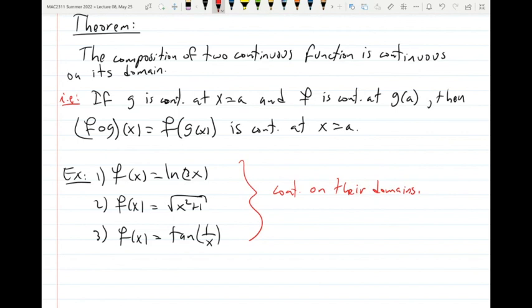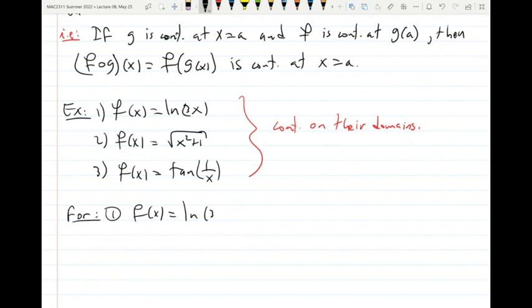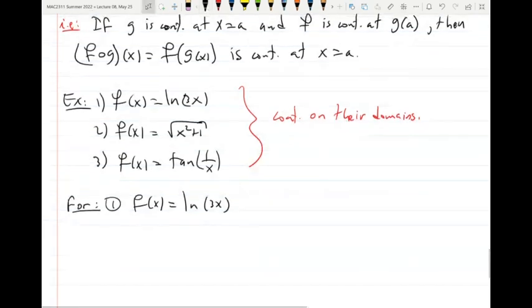So let's see, what's the domain of the first one? Let's write down that quickly. So for 1, what's the domain? Just to practice this. How do you find the domain of a natural log function?